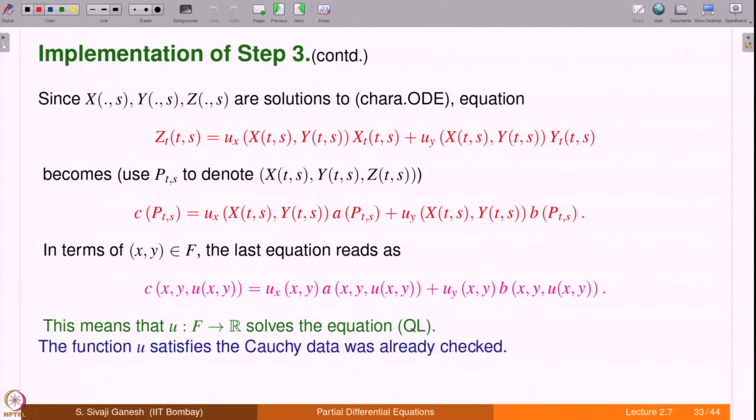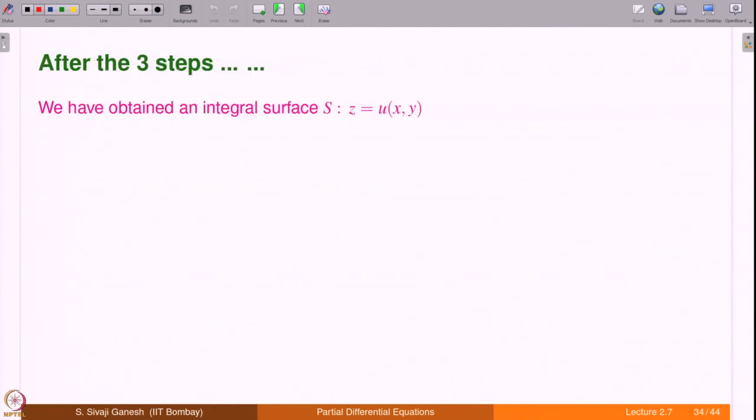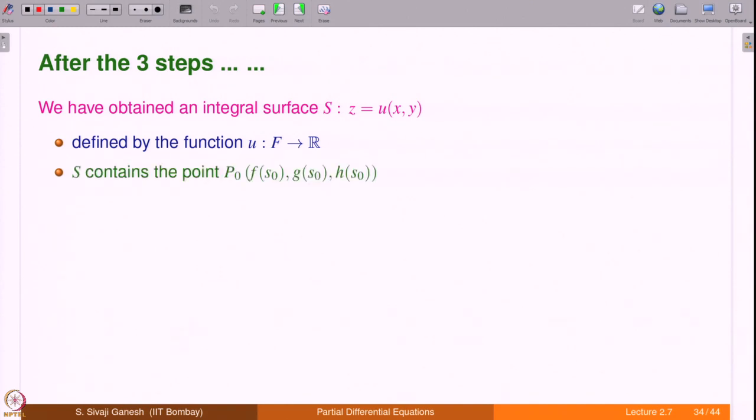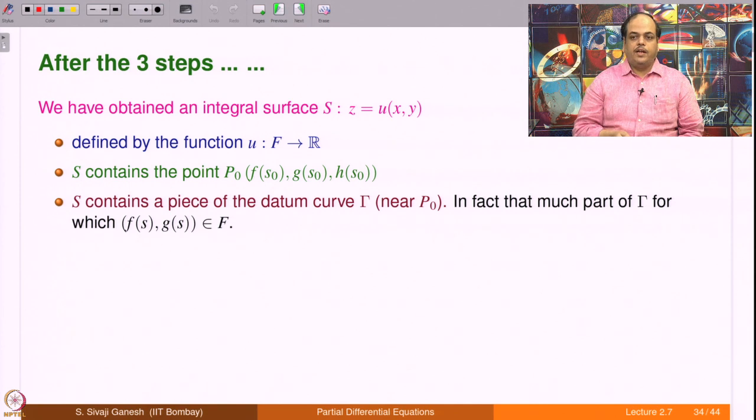The Cauchy data is already taken care of; we already observed that the Cauchy data will be satisfied, the datum curve will be on the integral surface. So step 3 is also successfully completed. After the 3 steps, we have obtained an integral surface defined by a function u from F to R. Of course, here we have used the inverse function theorem, that means existence to start with, and S contains this point p0. S contains a piece of the datum curve near p0, in fact that much part of gamma for which (f(s), g(s)) belongs to this open set F.